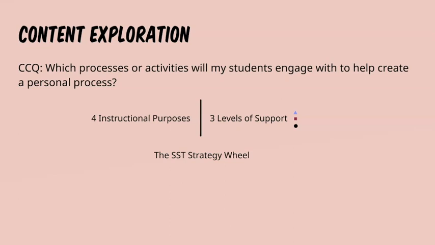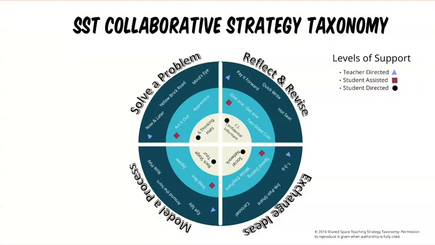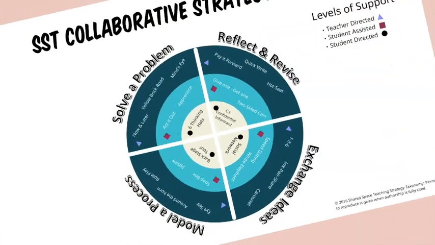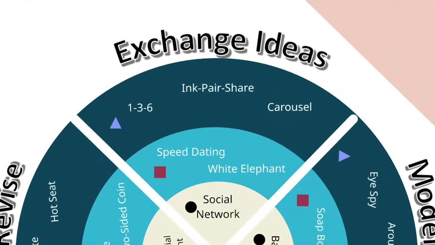I first want to go through why. Why do we have students collaborate together? What are the 4 instructional purposes? Well, here they are around the ring of this, what we call the strategy taxonomy wheel. The 4 purposes behind collaborative work with students is for them to exchange ideas. And what you'll notice here is then there's 3 icons. There's the triangle, the square, and the circle.